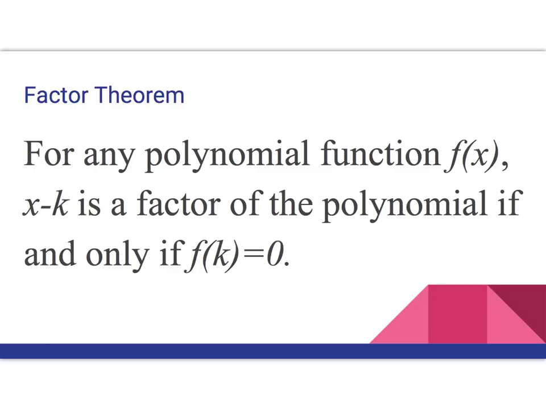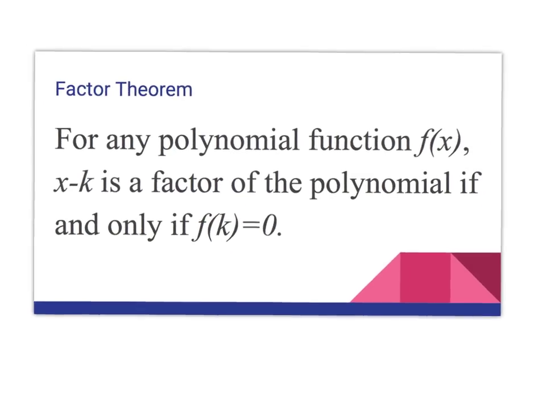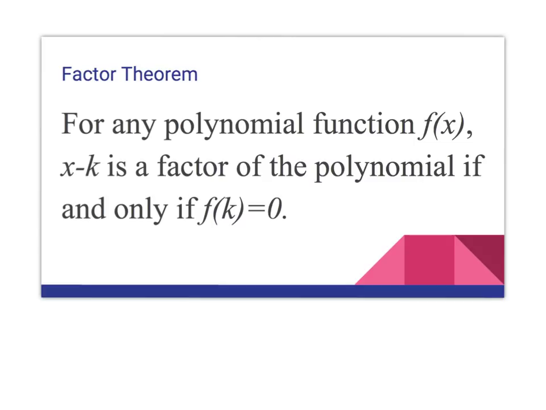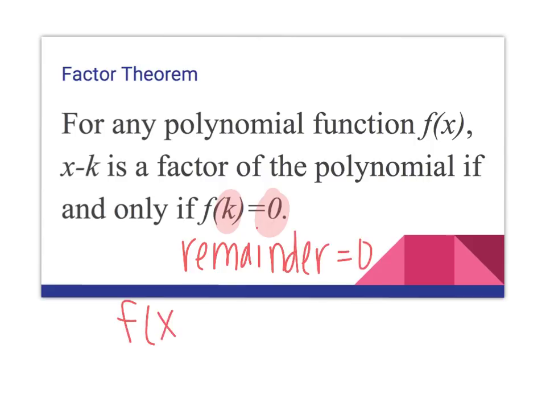So we're going to start with what's called the factor theorem, and we introduced this a little bit the other day. The factor theorem states that for any polynomial function f of x, x minus k is a factor of the polynomial if and only if f of k equals 0. So this goes back into what our remainder theorem says. Remember what we talked about in 3.2 was that if I plug in k and I get out 0, that means that the remainder, when I synthetically divide f of x by x minus k, is 0.